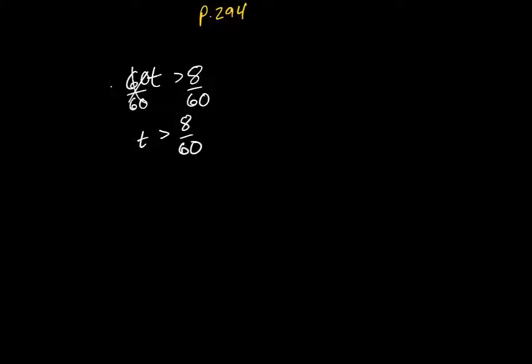And we have a fraction. What I'd like you to do is make sure that this fraction is in simplest form. To get this in simplest form, you can divide both of these by 4. So your final answer: 8 divided by 4 is 2, 60 divided by 4 is 15. So t is greater than 2/15. Notice how I did not flip my inequality sign. It stayed the same all the way through.